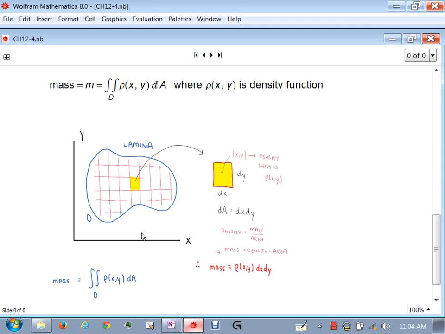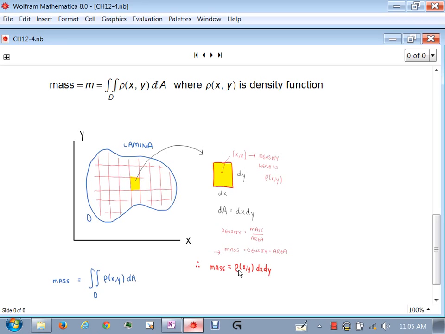So if we take a lamina and we cut it up into little infinitesimal rectangles where the width is dx, like we've always looked at it, and the height is dy, then dA is going to be dx dy, right? That's the little infinitesimal area. Density is mass divided by area, which means if we multiply both sides by area, the mass is density times area. So the mass will be this thing, dx dy.